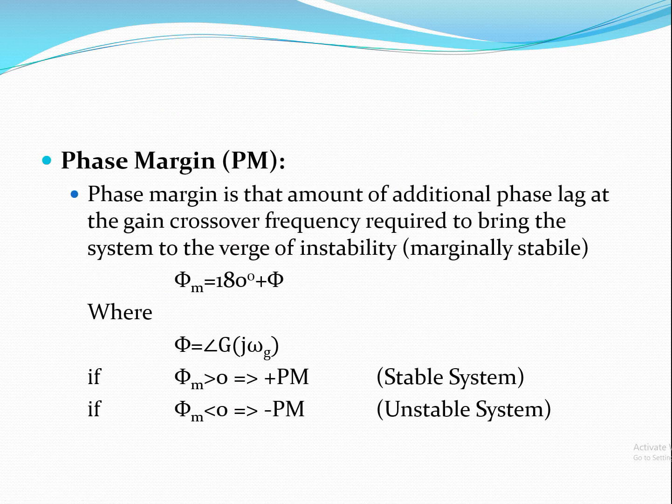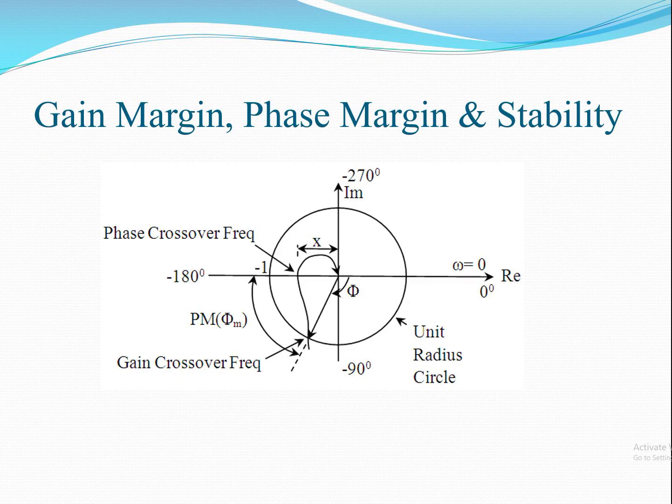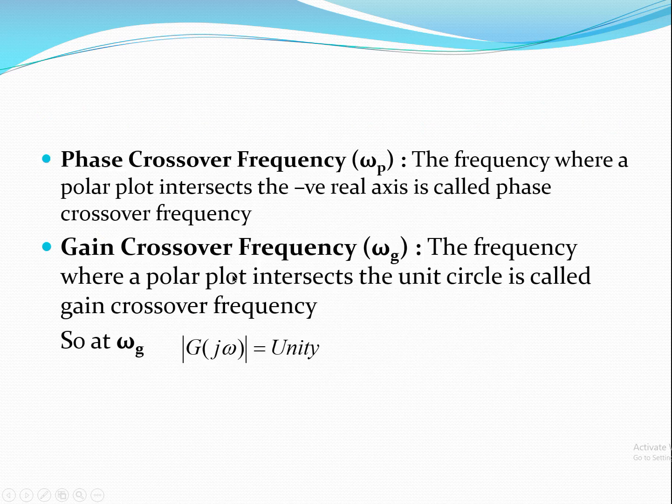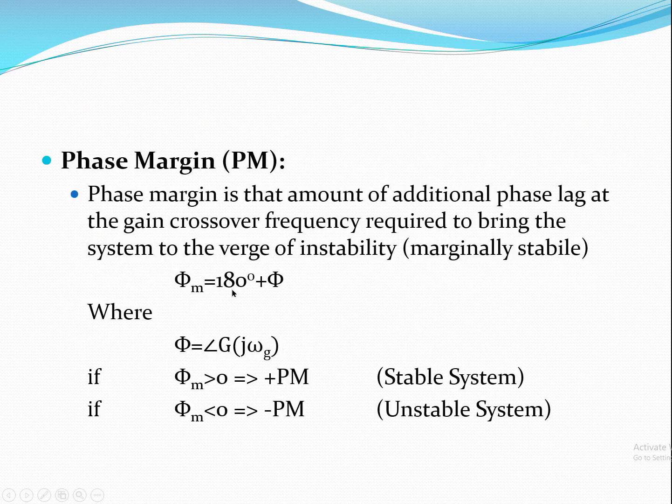What is phase margin? The phase margin is the amount of additional phase lag at the gain crossover frequency required to bring the system to the verge of instability. Or in other words, it is the additional phase which is required for putting the system into marginal stability. At marginal stability the angle will be minus 180 degree. So the equation is phi m is equal to 180 degree plus phi.